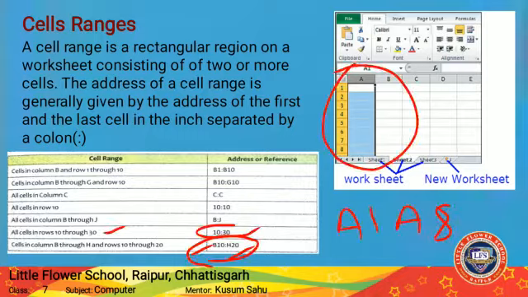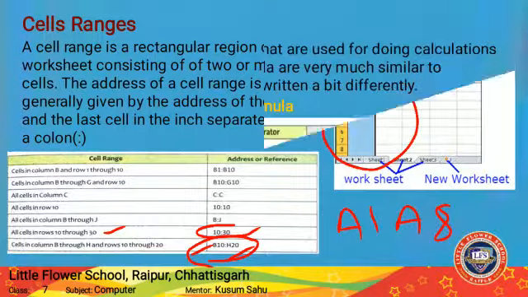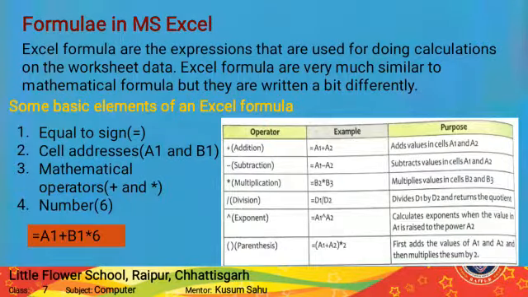Now after knowing all the terms in MS Excel, we will learn about formulas, how to put a formula and what formulas are in MS Excel. Excel formulas are expressions that are used for doing calculations on the worksheet data. Means Excel formulas are used to do calculations on a worksheet. Excel formulas are very much similar to mathematical formulas, but they are written in a different way. Means it is quite similar to mathematical calculation, but representing the formula is a different thing.